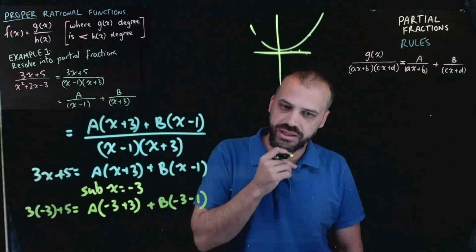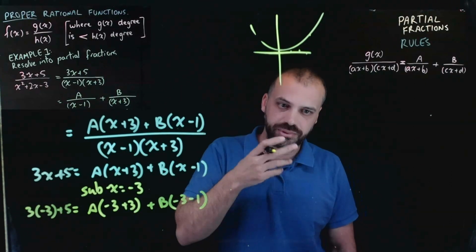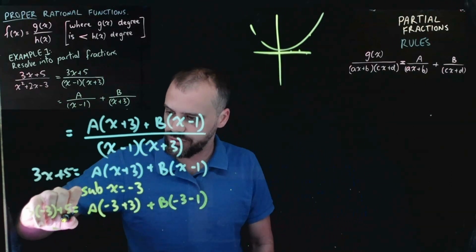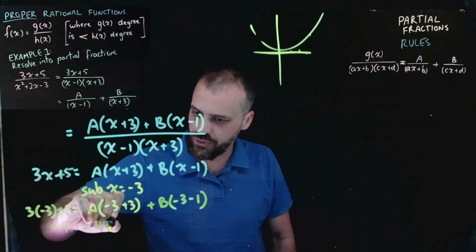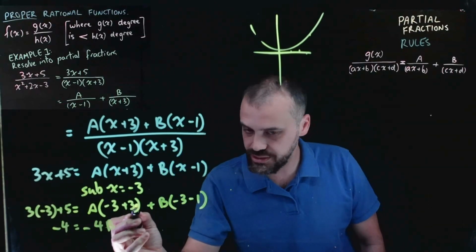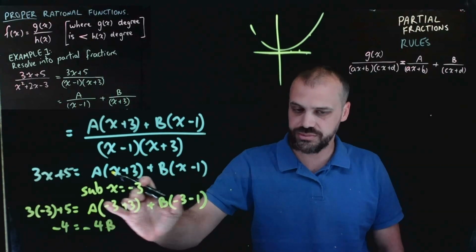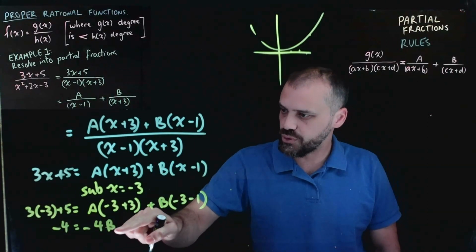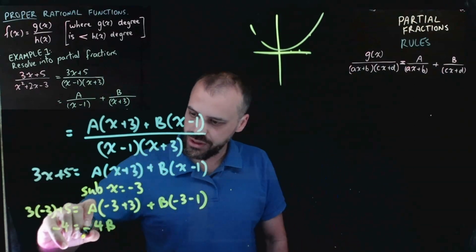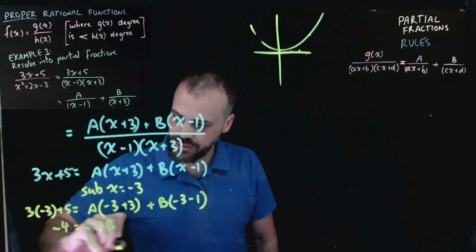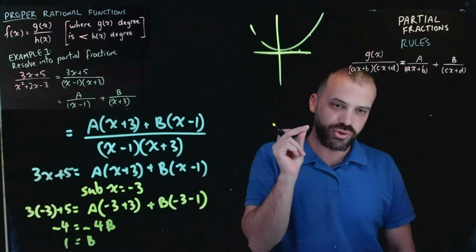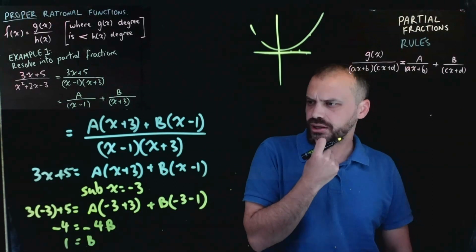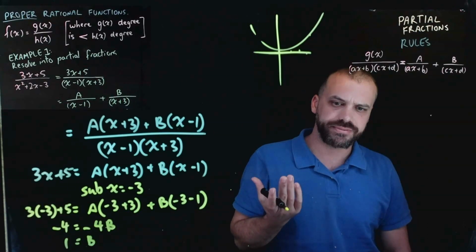All right, 3 times -3 is -9, plus 5 is -4. So -4 equals -4b, because this cancelled out. It's gone. 0 times a is 0. So -4b equals -4. So that means that b is equal to 1. Fantastic. We now know what b is. What about a? What's a?